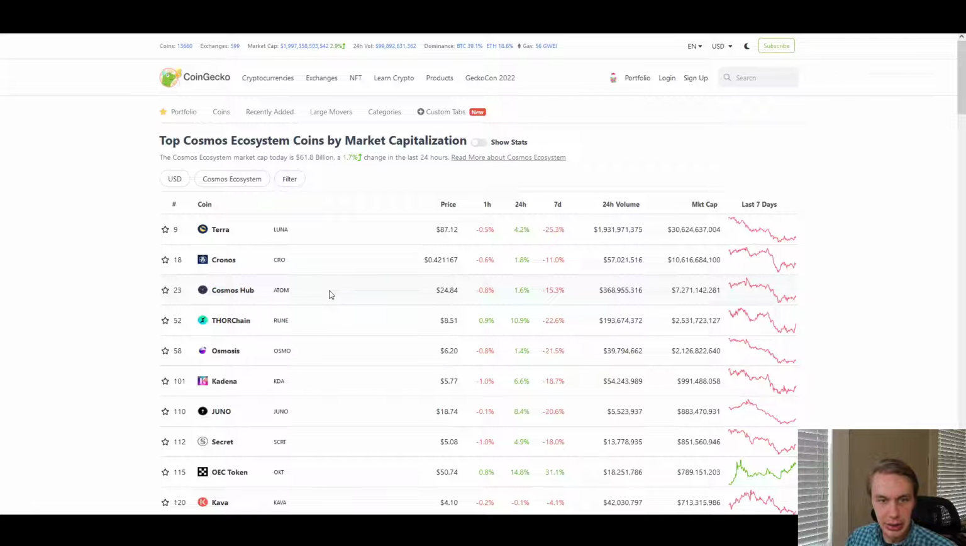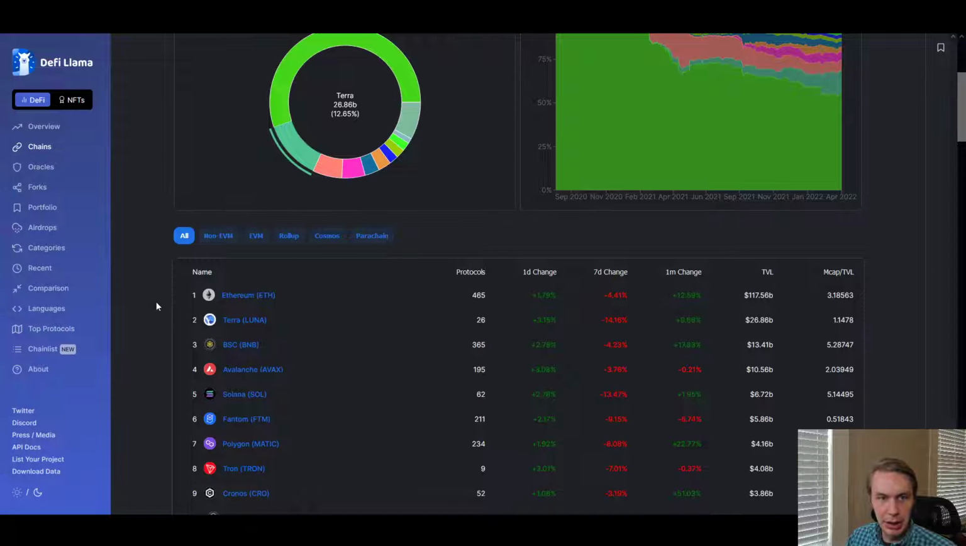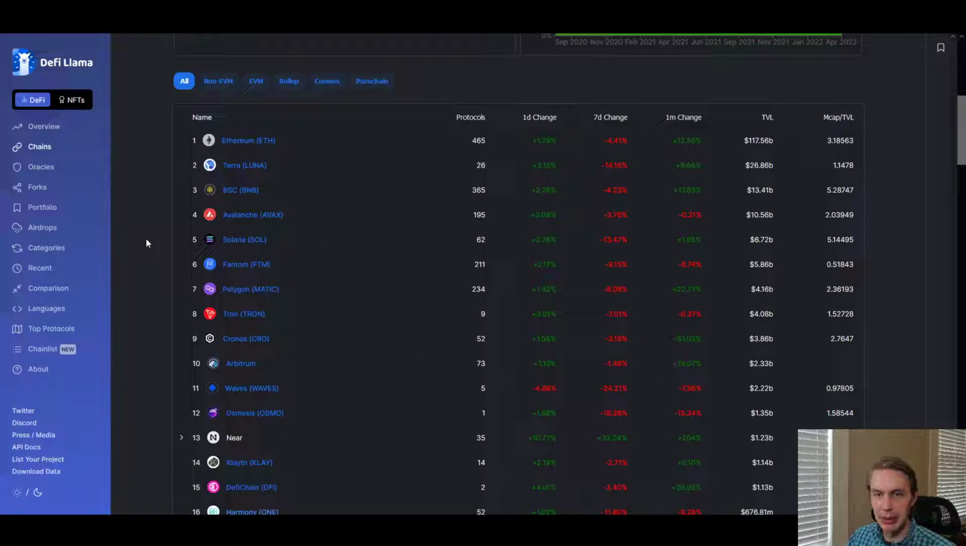I think that's interesting. But I want to talk about DeFi adoption of the Cosmos chains, because I think this is important to the narrative here. The first part of the narrative for Cosmos is interoperability, right? That's what it's built on. And I think interoperability is one of the main narratives in crypto right now.